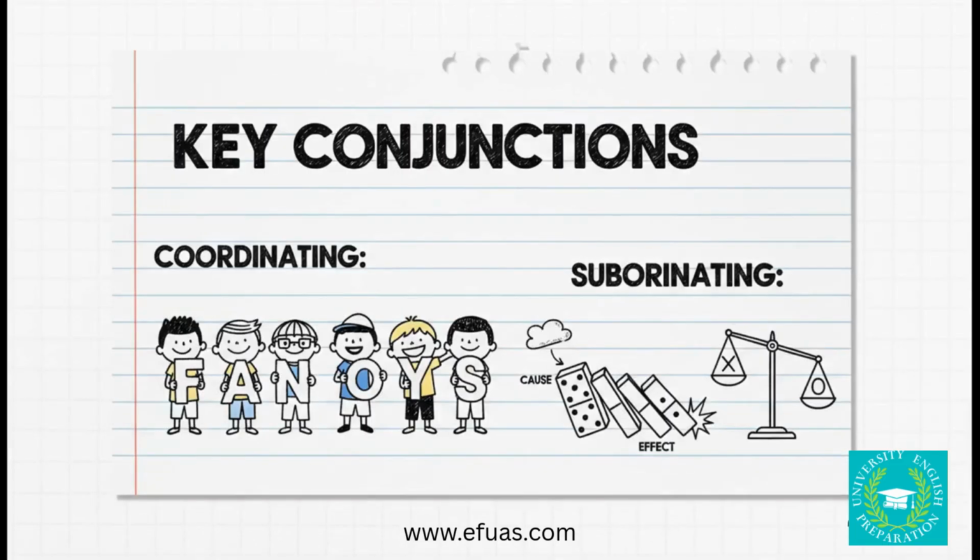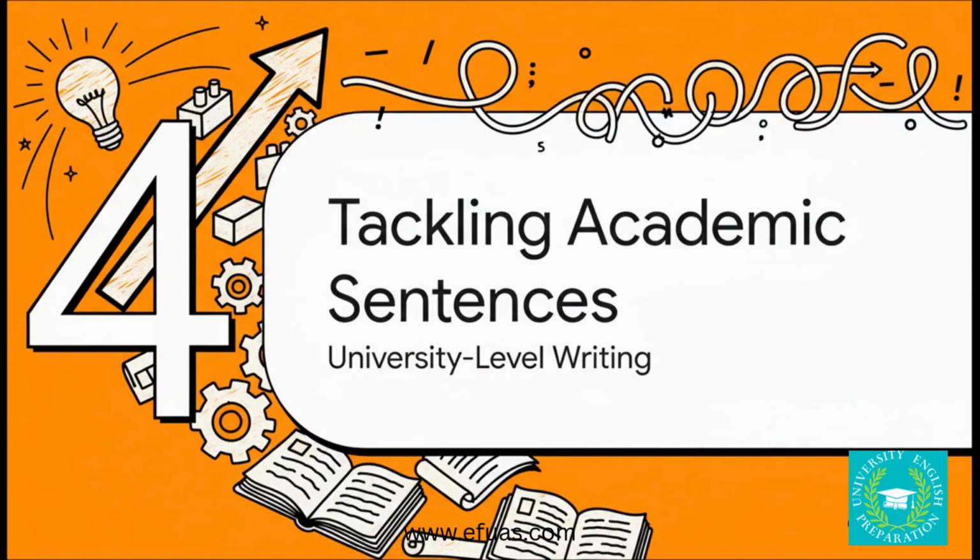And to make this even easier, here's a little cheat sheet. For the coordinating conjunctions, you can remember them with the acronym FANBOYS. And for those subordinating ones, words like because, although, or while are your best friends for showing contrast or explaining why something is happening. Okay, you've got the tools. Now let's put them to the test on some real university-level writing. It's time to tackle some academic sentences.